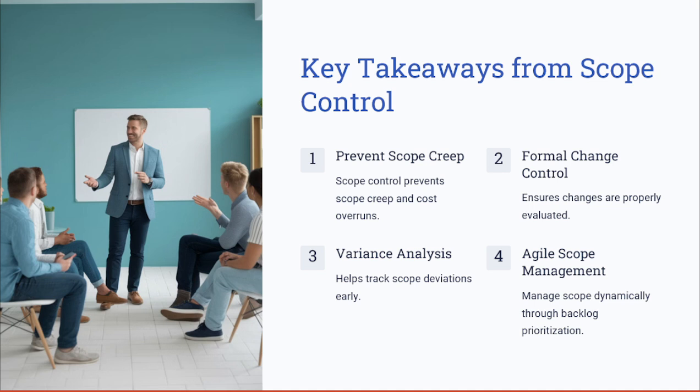To summarize our session on scope control as part of the monitoring and controlling process group: scope control is an essential process to keep the project aligned with the business objective. It involves managing changes, using variance analysis, and ensuring the stakeholders formally accept deliverables. Without scope control, the project risks cost overruns, delays, and misalignment with the business needs.